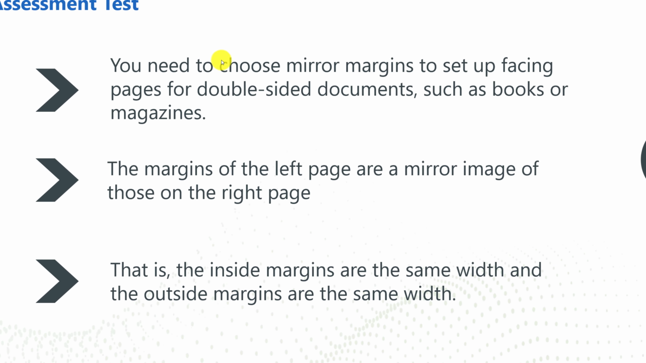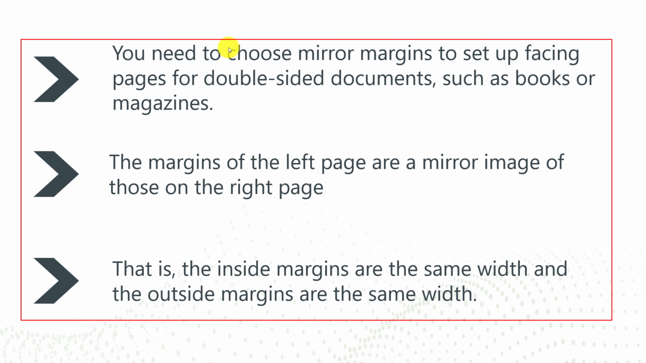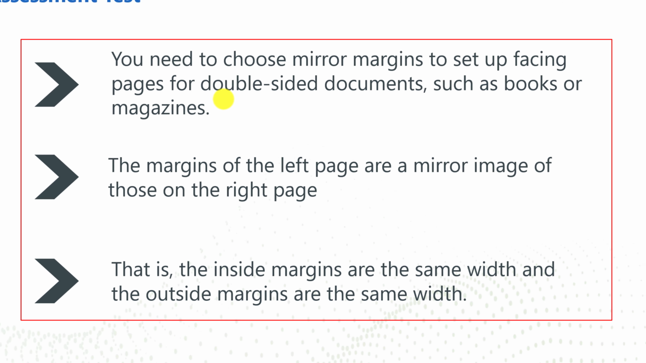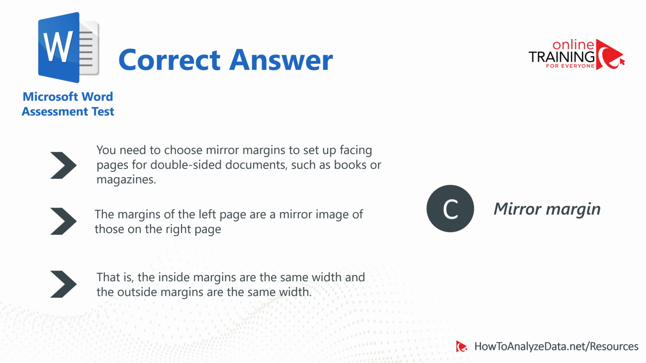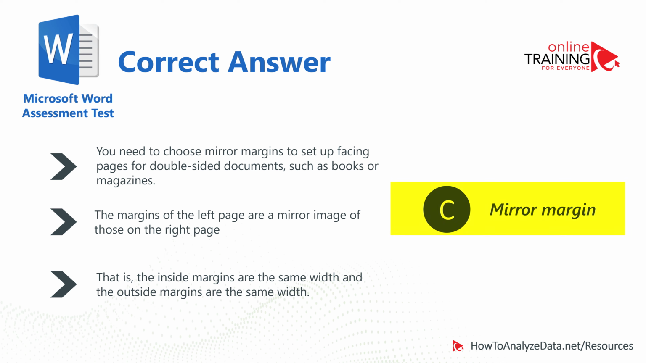You need to choose mirror margins because you're trying to set up facing pages for double-sided documents such as books and magazines. And margins for this particular print are the same on both sides. That's why choice C is the right choice for this particular question.